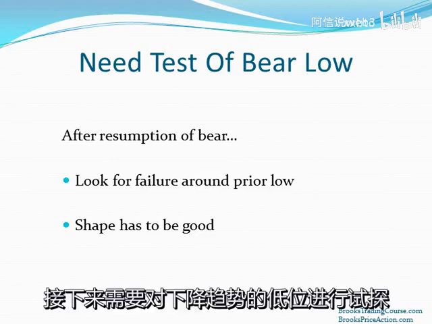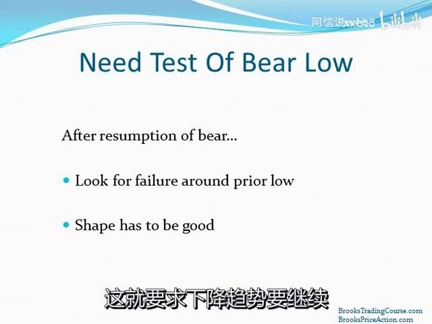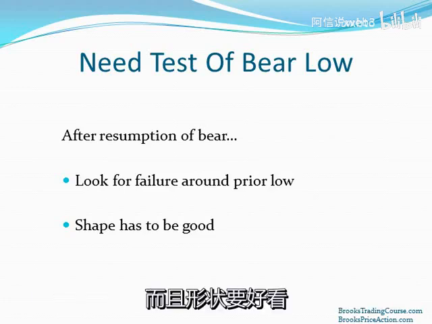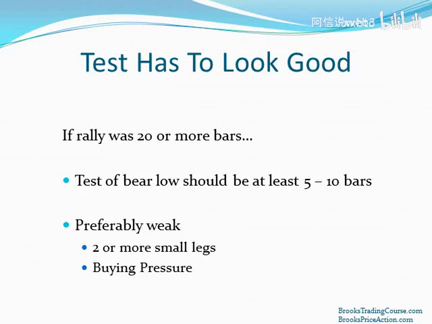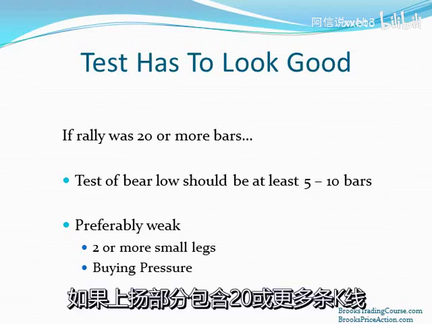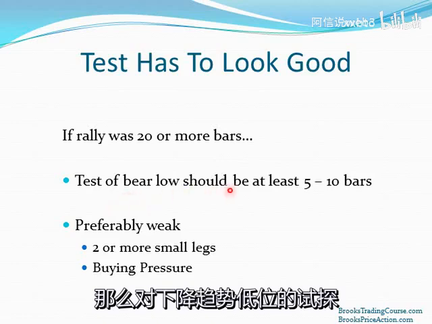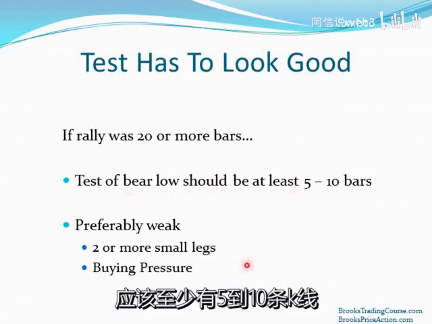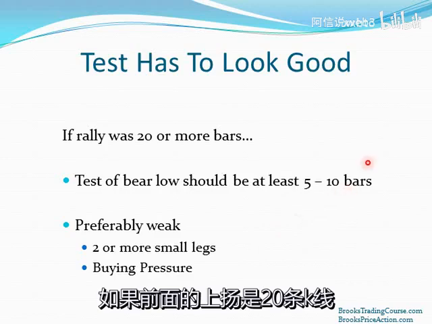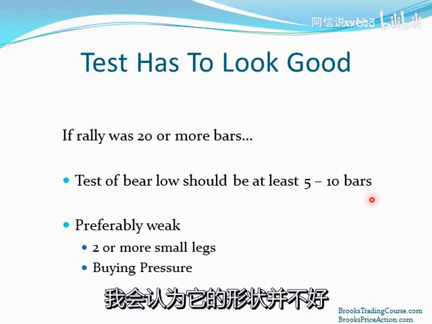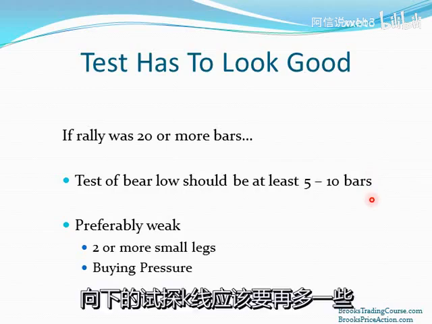Next, we need a test of the bear low. So we need the bear trend to resume, and then we have to look to see if there's a failure around the old low, and you want the shape to be reasonably good. If the rally was 20 or more bars, you want the bear test of the bear low to be 5 or 10 bars. So if that rally goes up for, let's say 20 bars, and then it just drops for 2 bars, I would be suspicious that the shape is not good enough.